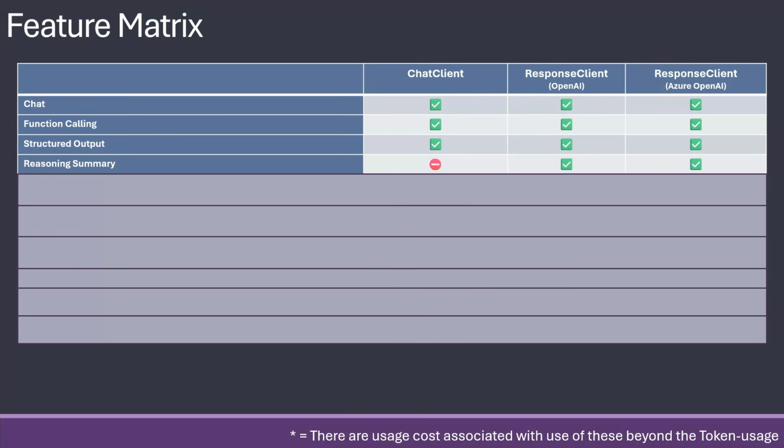What we can do in the response client and not in the chat client is to get the reasoning summary. So whenever you use a reasoning model, it will come back with answers, of course, and it will tell you it has used so and so many tokens for reasoning. But in a chat client, you can't get that summary back, what it's for, what was its step-by-step process. You can do that in the response client, both for OpenAI and Azure OpenAI. And this is what I mean by it can do more.